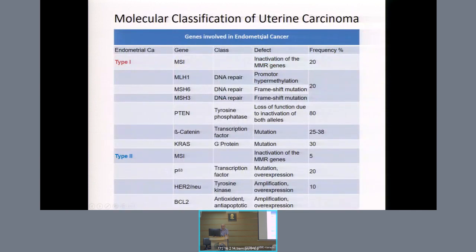This is the molecular classification for uterine carcinoma. We divide it into type 1 and type 2. Type 1 is more common and type 2 is less common. This is indolent and this is very aggressive. These are the genes which are involved.